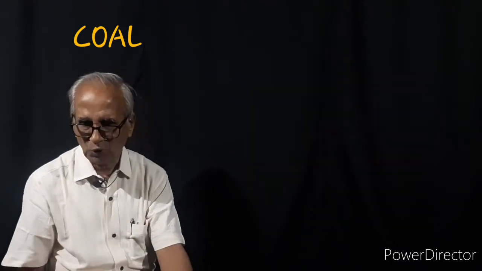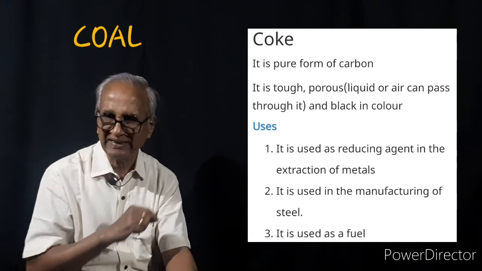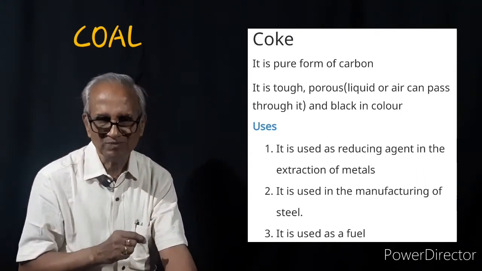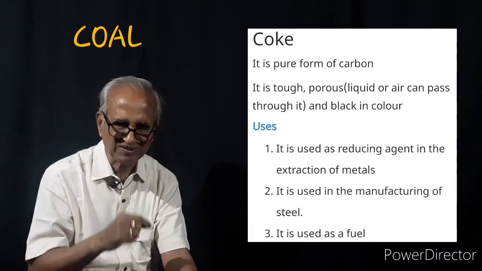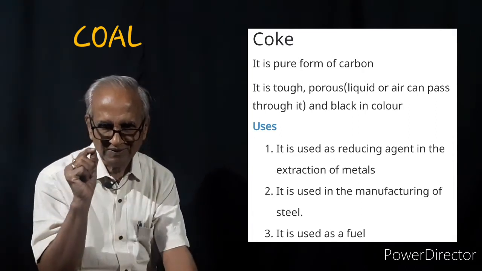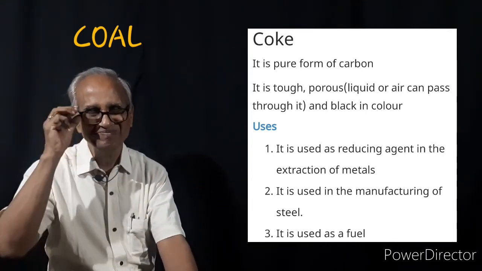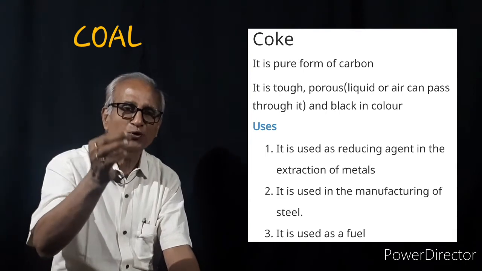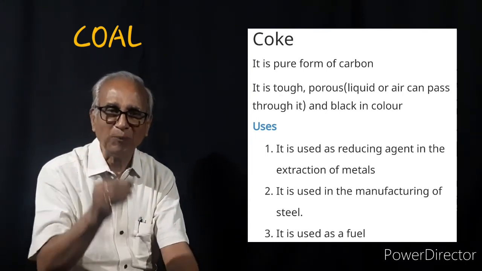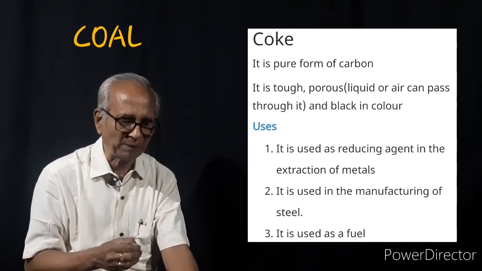Now let us come to coke. Coke is again black in color. It is porous. Porous, you have a lot of pores, holes there. It is a pure form of carbon. Carbon in its pure form. So pollutants are not there. It doesn't pollute air that much.